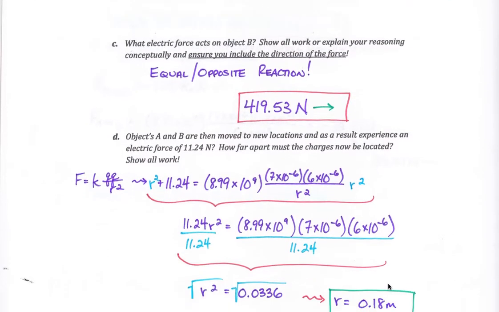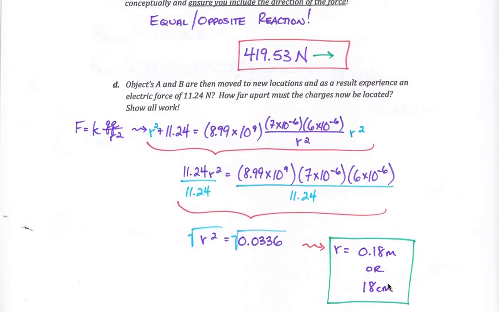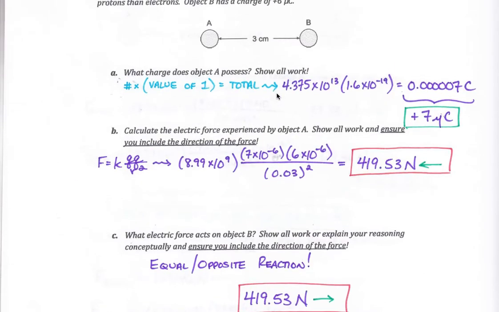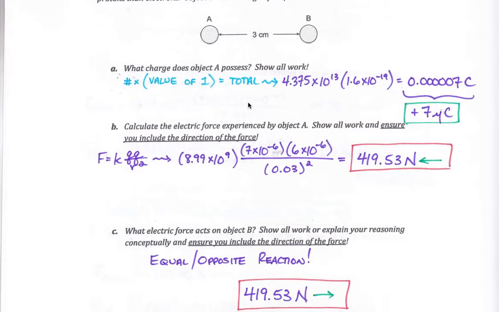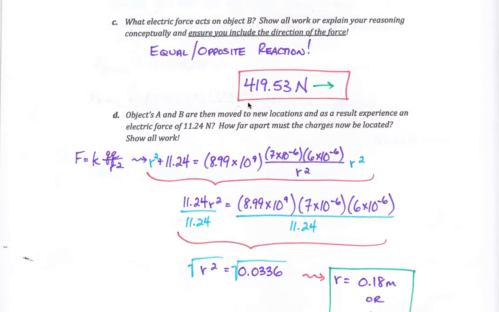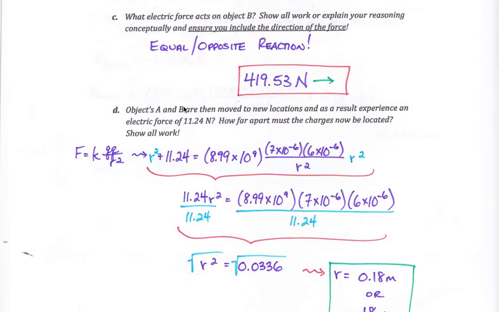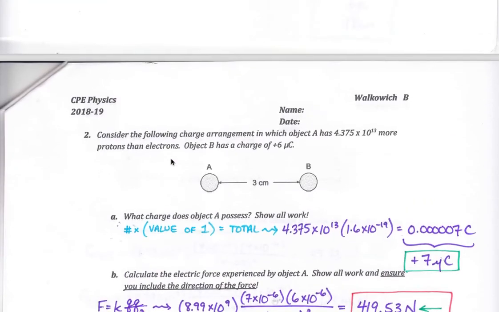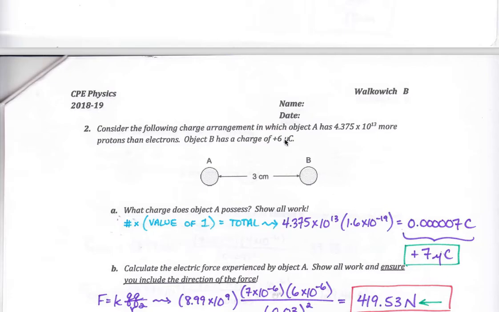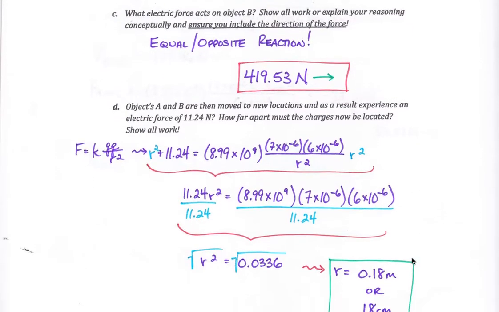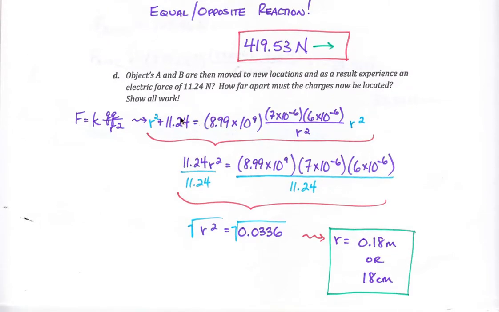For D, you have to make sure you're a little bit more careful with your algebra. But we're now told that they are moved to new locations, so I can no longer use 3 centimeters. But I'm told that at that specific distance, they experience an electric force of 11.24 newtons. Now, I made it a positive 11.24 because I know that both of these charges are positive. Two positives will repel one another, and in Coulomb's law, positive force means repulsive force. So I quite simply plugged in my force, my K value, my two charges, and I don't know the distance, so I left that as r squared.